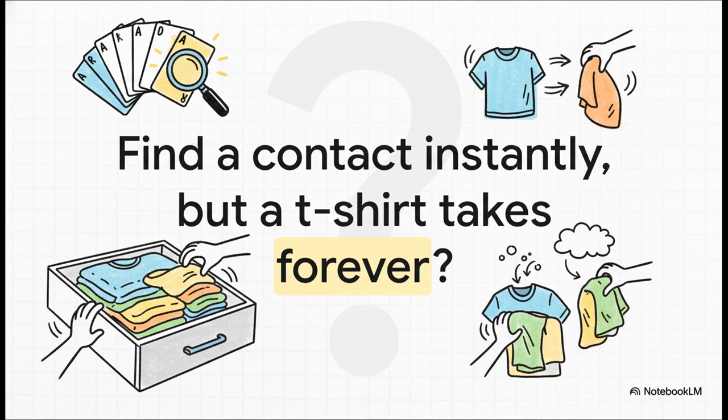Just think about it for a second. You need to find your friend Rohan's number on your phone. Boom. It's there in a flash, right? That's because all your contacts are sorted alphabetically. But what about finding your favorite blue t-shirt in a cupboard that's a total mess? That's a whole adventure. That right there is the simple, amazing power of arranging things, or what we call sorting in the world of computers.